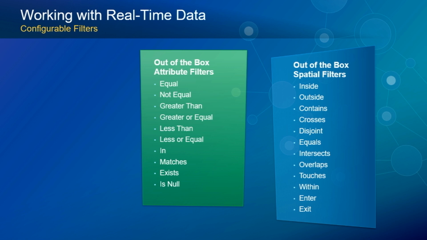And likewise, there's a spatial component to filtering as well. Is the vehicle inside the geofence? Did it enter the geofence? Did it exit the geofence? Those are just a couple of examples of what we can configure using filters to get rid of the data that we're not interested in and pass through the data that we are interested in.